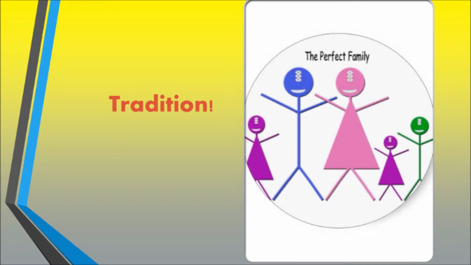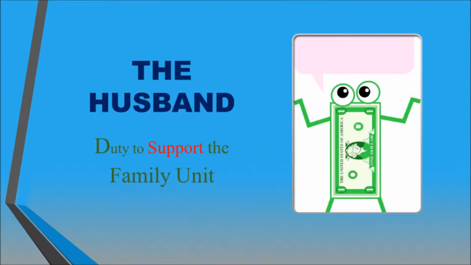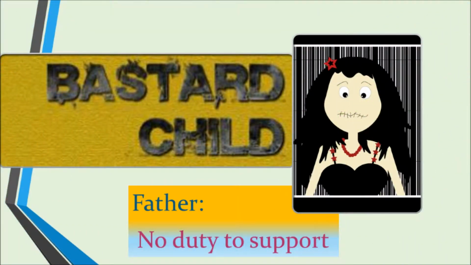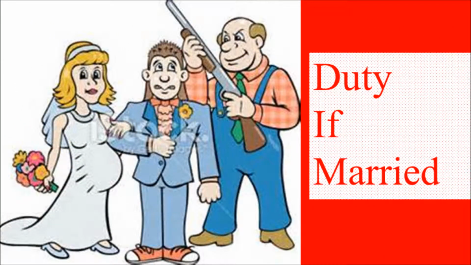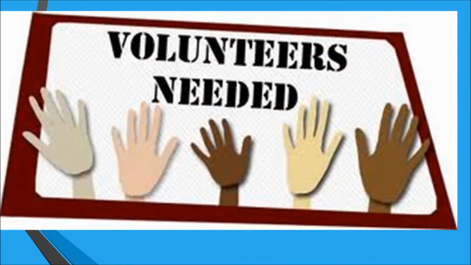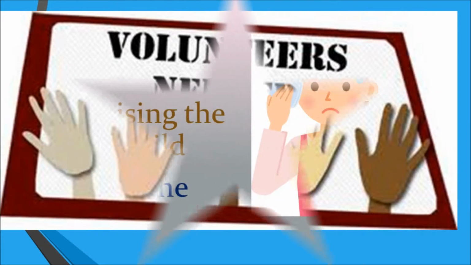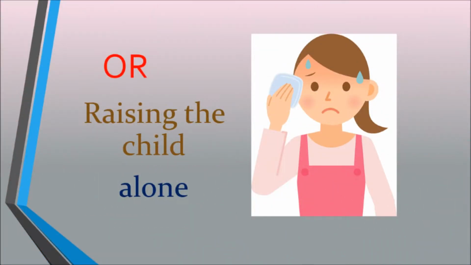In traditional marriage, the husband had the primary duty to support children born of the marriage. Not so for children born out of wedlock. Traditionally, the natural father had no duty to support his child if he was not married to the mother. The only exception was if the father acknowledged the child voluntarily. Otherwise, the mother was on her own.